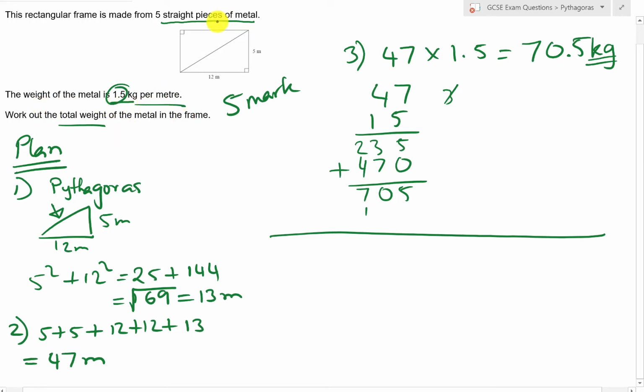Now, in order to work out the total weight, you need to know the length of this side, this side, this side, this side, and also this side. Out of the 5 pieces, we already know what this side and this side is, which is 12. This side and this side, which is 5. The only missing part is this length here.